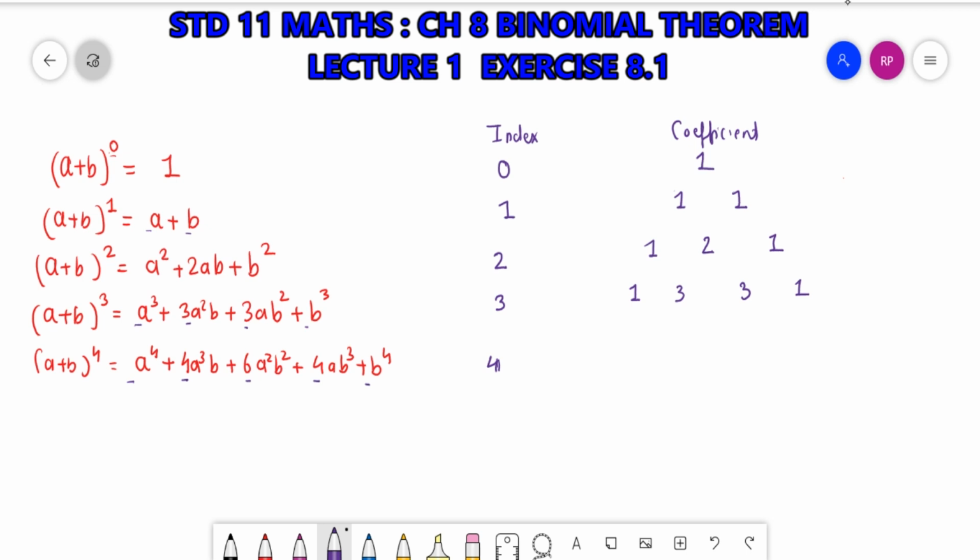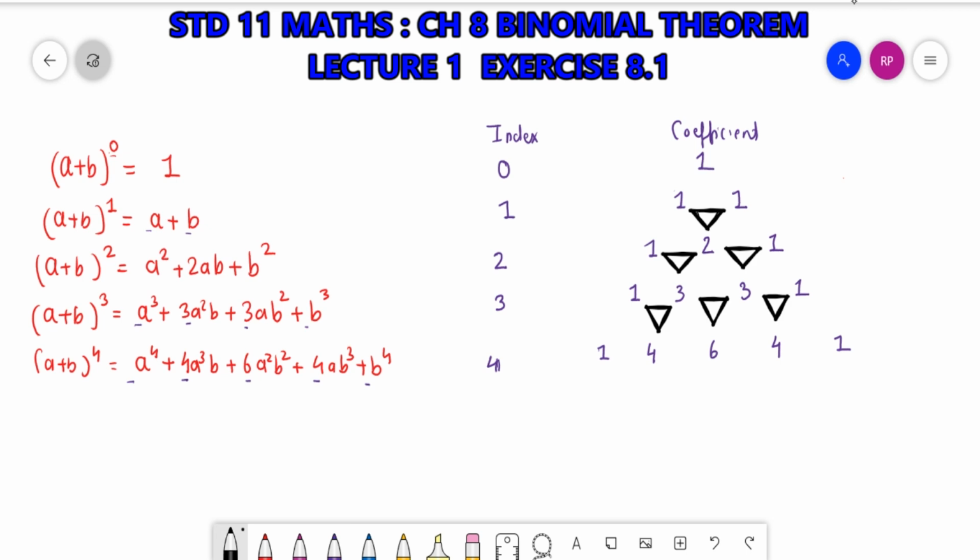So this will be equal to 1 into a raised to 4 plus 4a cube b plus 6a square b square plus 4ab cube plus 1 b raised to 4. Now these are the arrangements of the coefficients, and we can see that it forms a pattern. Using that pattern, we can also write down more rows. We can find out the coefficients without solving it. Now let's check the pattern.